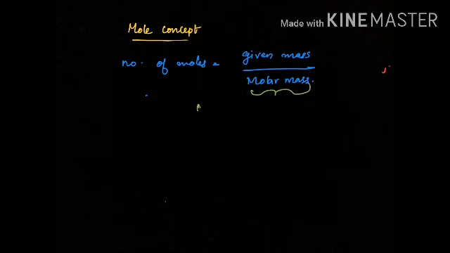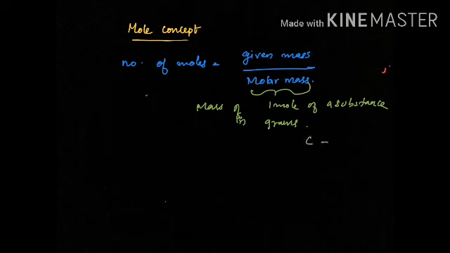Molar mass is the mass of 1 mole of a substance in grams. Okay, so molar mass is the mass of 1 mole of a substance in grams. Now, what is the molar mass? We have studied it, right? Molar mass also we know that.